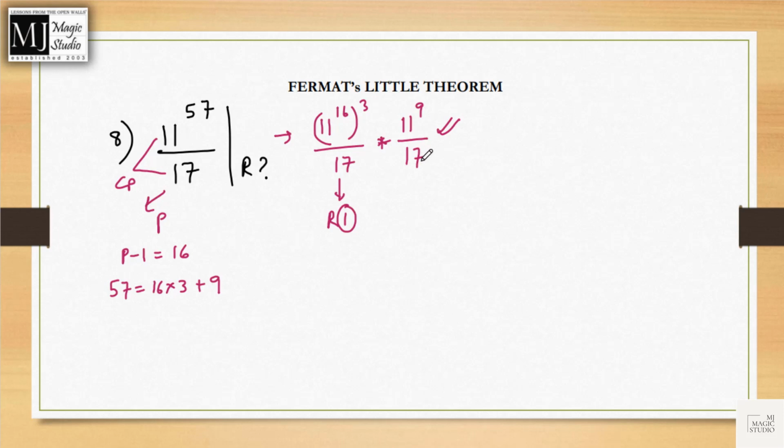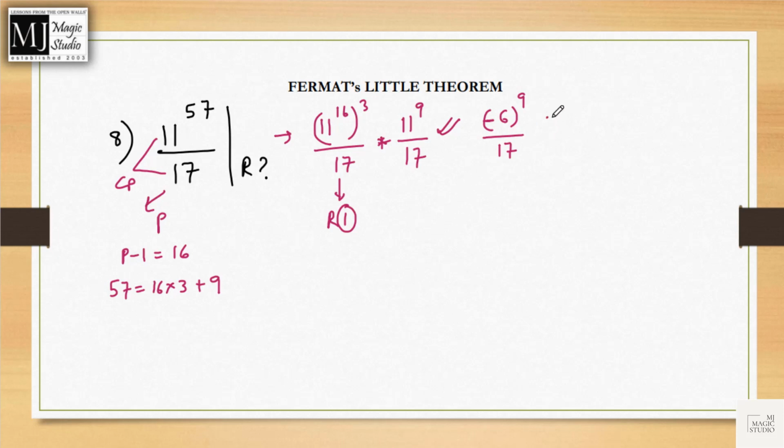Now 11 when divided by 17 will leave residue 6, that is remainder of minus 6. So remainder would be minus 6 to the power 9. Now again this is a huge number which we need to divide by 17 again.